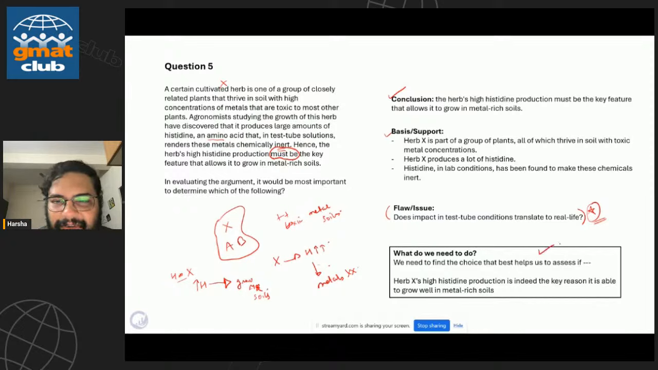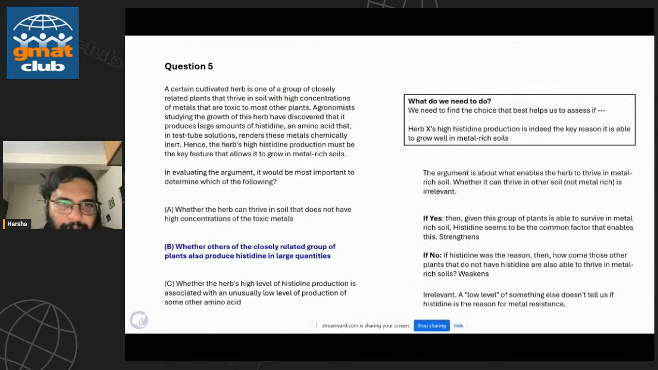But what is it we need to do? We need to find the choice that best helps us determine if indeed herb X's high histidine production is the reason for the plant's ability to grow well in metal rich soils. Yeah. So keep that framed in your brain as we go to the choices. Okay. So I do see quite a few questions on this one. Let me just take a peek there before we jump to the choices. Why not D? We are getting to D. We'll discuss that in detail because the question is not about the concentration of the metal in the soil. Yeah.